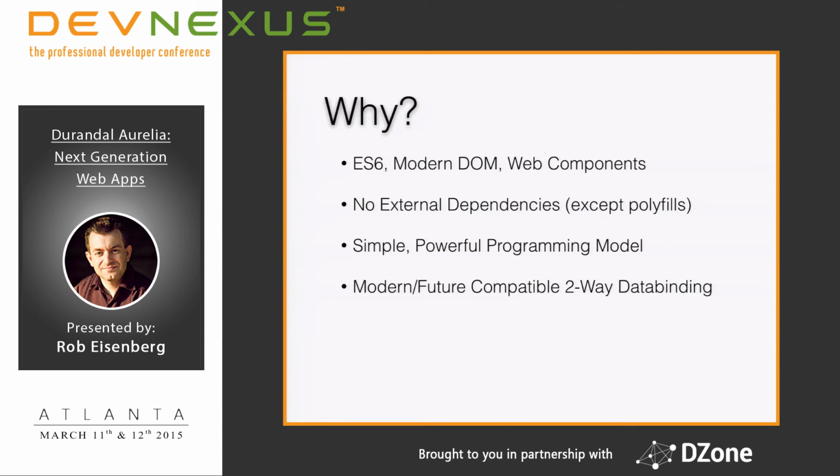We want something that has modern and future compatible two-way data binding. There's new specs coming in ECMAScript 7 for native observability of objects in the browser, and we want to have a data binding system that is prepared to leverage those capabilities when they arrive. And so we have two-way data binding in Aurelia. It will use this new specification if the browser implements it, and if not, it implements a fallback pattern that behaves the same way.